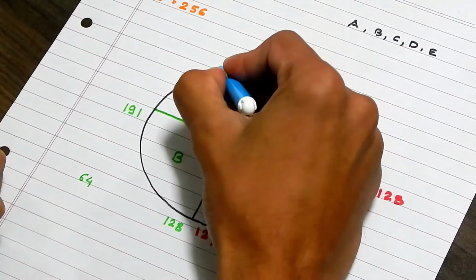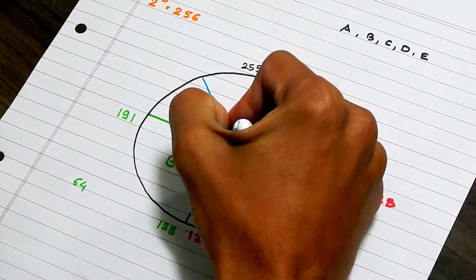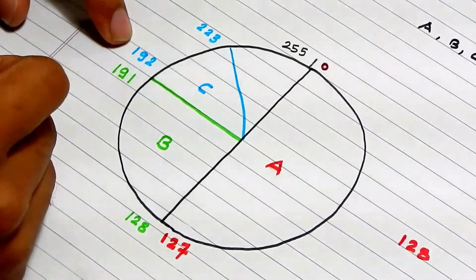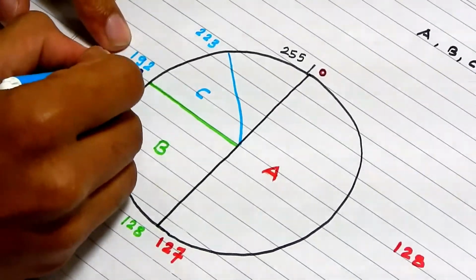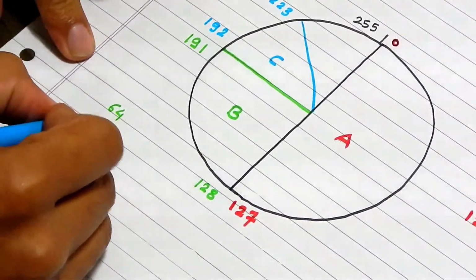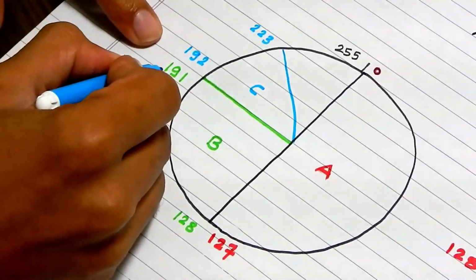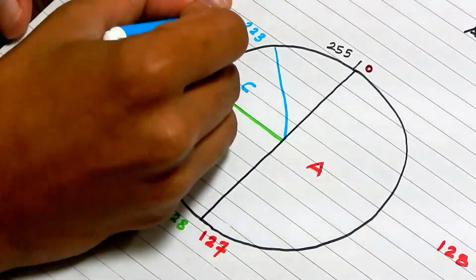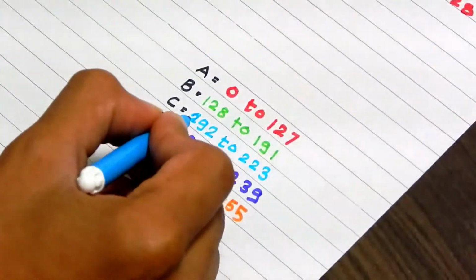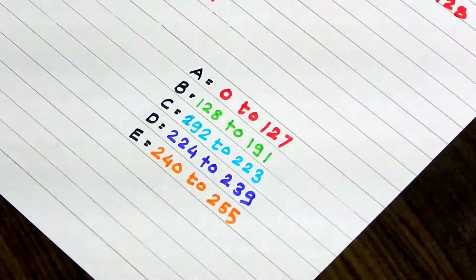For the remaining classes, we will divide this quarter circle into 2 parts. This will become class C. The starting address of class C is 192. For the ending address, we divide 64 by 2, which is 32. By adding 32 to 191, we get 223. So the range of class C is 192 to 223.